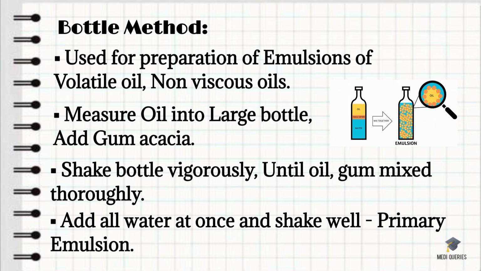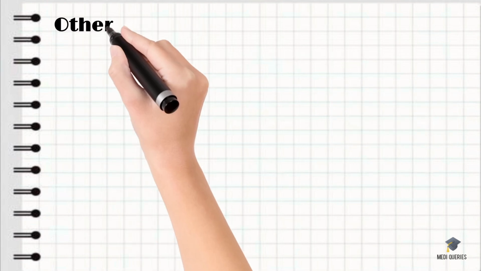Add the calculated amount of water all at once. Shake the mixture vigorously to form a primary emulsion. Add more of the water in small proportion with constant agitation to produce the required volume. Okay, so this is all about the bottle method, and some other methods are also there.